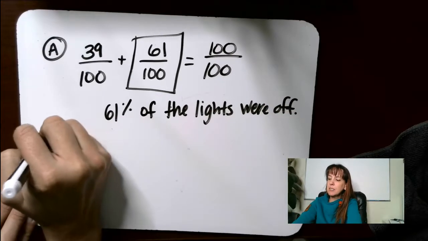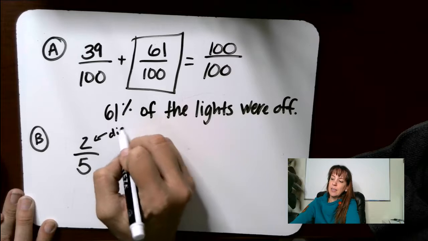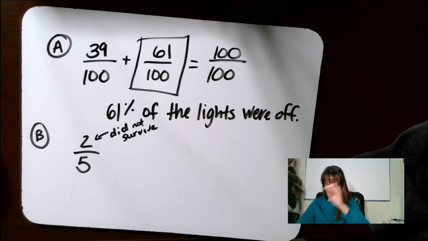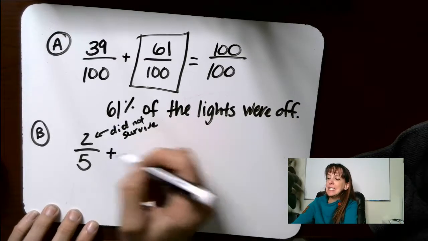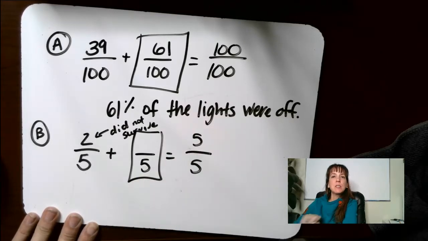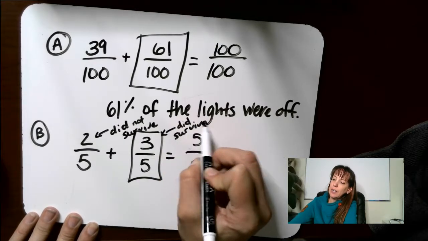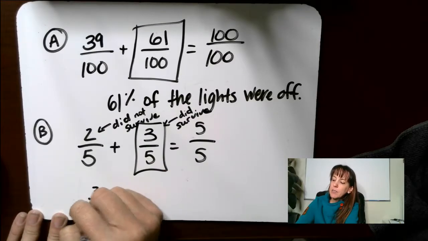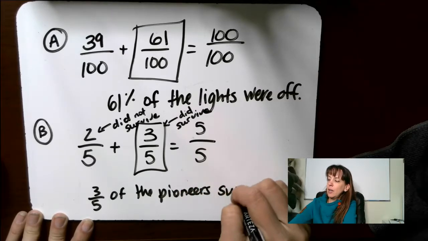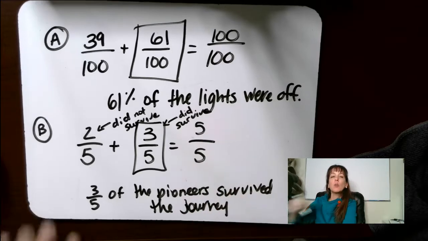B, 2/5 of the pioneers did not survive the journey. What fraction of the pioneers did survive the journey? All right, 2 plus something gives us 5. 3 did survive. So 3/5 of the pioneers survived the journey. All right, make sure that you're writing these in complete sentences.